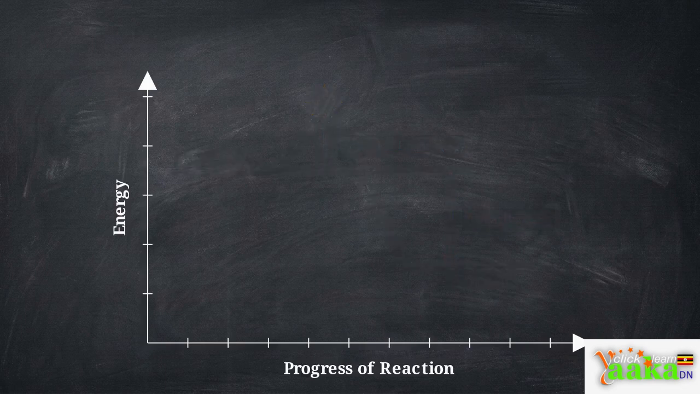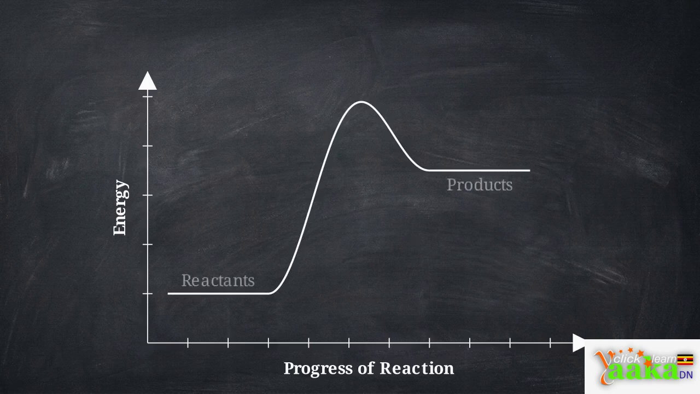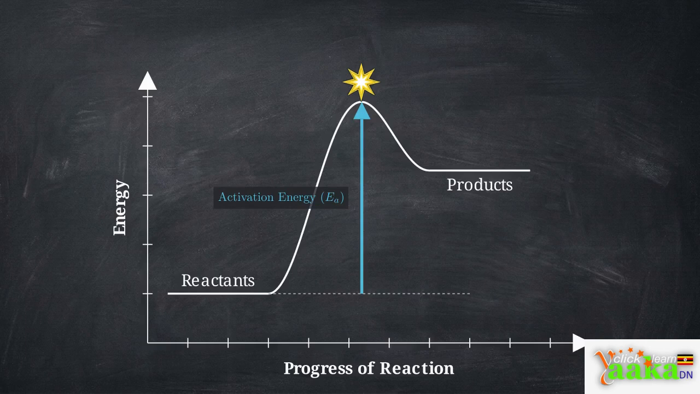Now look at the profile for an endothermic reaction. The structure is reversed. The curve starts at a low energy baseline for the reactants and climbs to a high energy baseline for the products. The products end up with more energy because they absorbed heat from their surroundings. Since overall energy was gained, the enthalpy change here is a positive delta H.